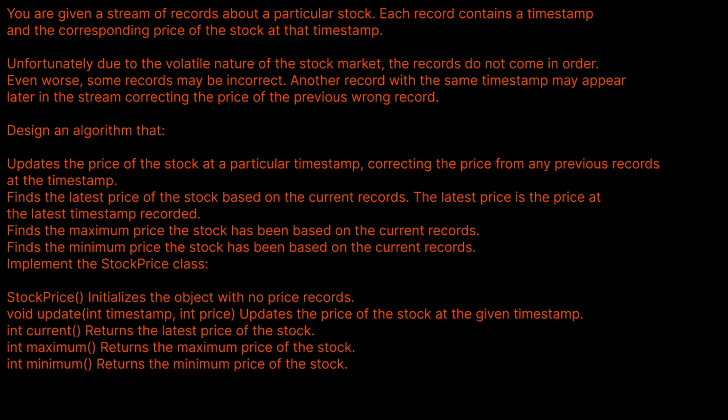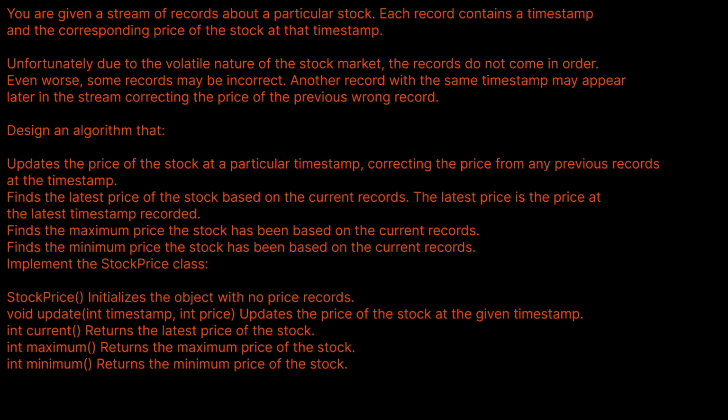Even worse, some records may be incorrect. Another record with the same timestamp may appear later in the stream, correcting the price of the previous wrong record. Design an algorithm that updates the price of a stock at a particular timestamp, correcting the price from any previous records at that timestamp. Finds the latest price of the stock based on the current records. The latest price is the price at the latest timestamp recorded.